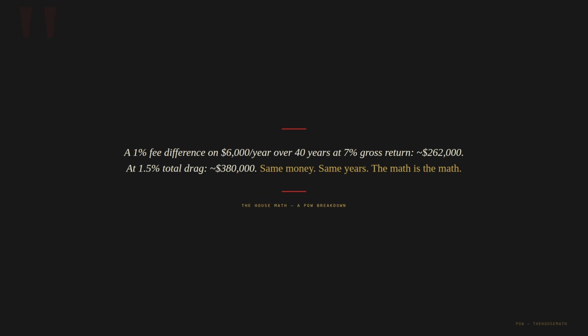The math isn't a warning or a recommendation. It's just what compound interest does to a small annual percentage over 4 decades. Now you have the numbers.